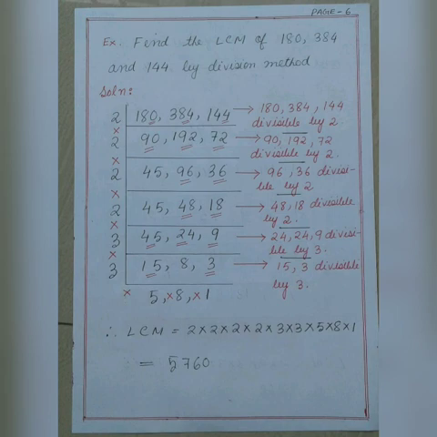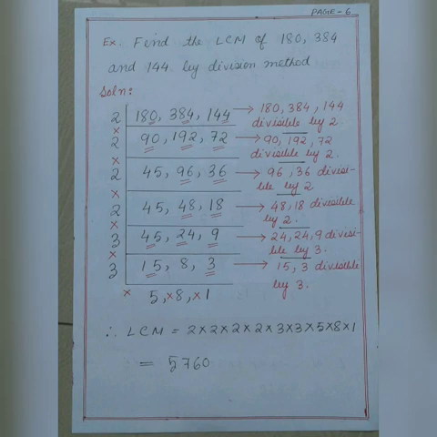Therefore, in the fourth row, I have to divide 48 and 18 by 2. I get 45. I have written it as it is because it is not divisible by 2. If I divide 48 by 2, I get 24. If I divide 18 by 2, I get 9.